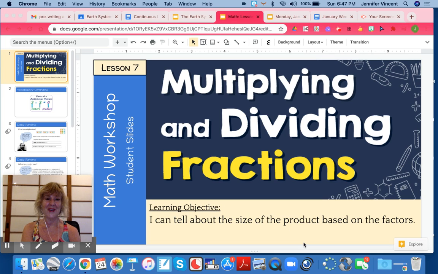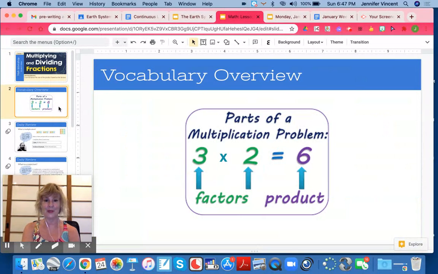Good morning, fifth graders. Welcome to lesson 7, multiplying and dividing fractions. Today your learning objective is, I can tell about the size of the product based on the factors. Now we need a little bit of a review on what are these vocabulary words we're using. The numbers that are being multiplied together are factors, and the answer to a multiplication problem is the product.